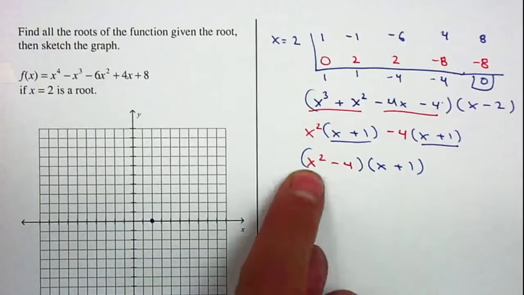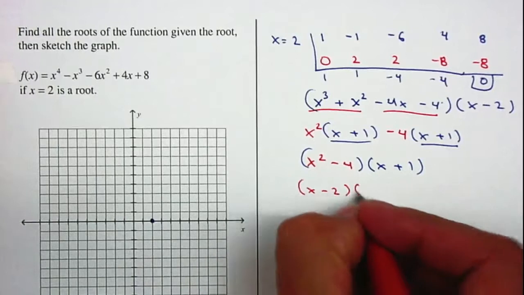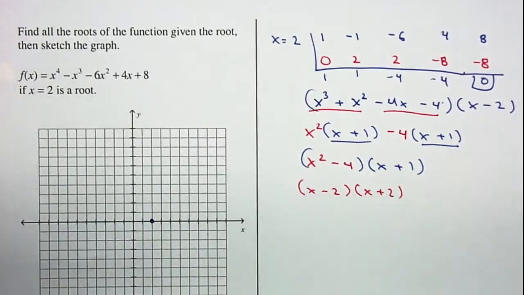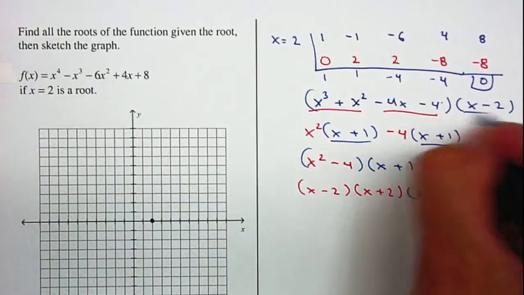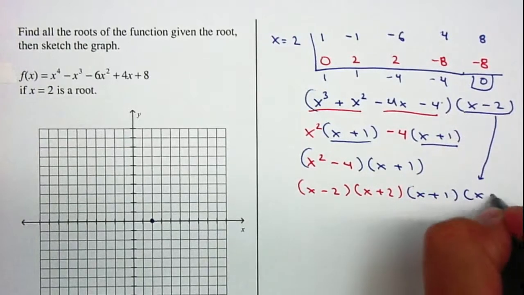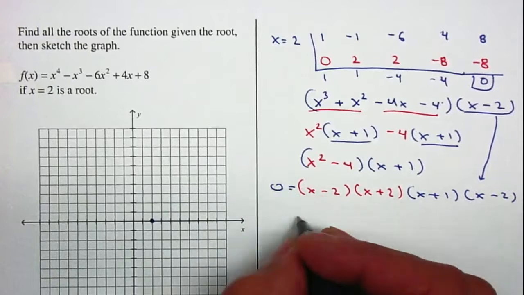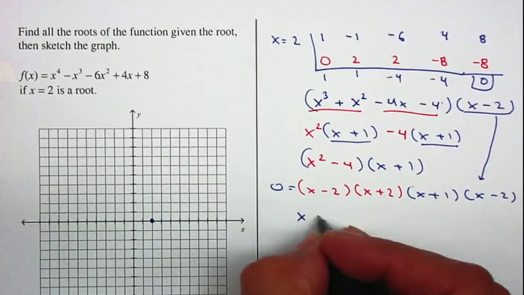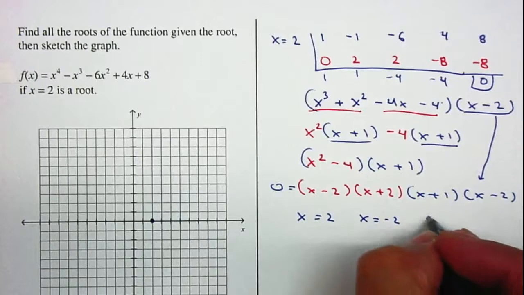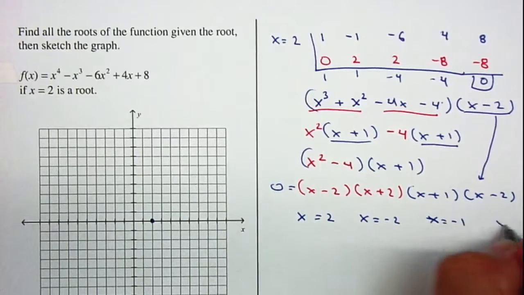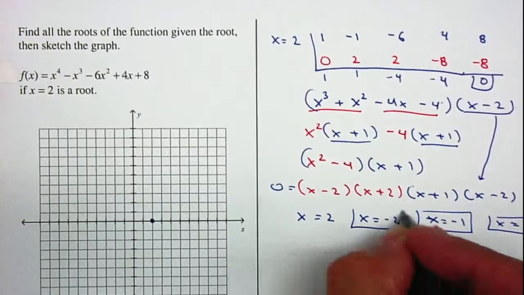I can still factor this out. This is the difference of 2 squares, so I can factor as x minus 2, x plus 2. And I still have my x plus 1. And don't forget about your x minus 2. Now, I'm going to set it equal to 0, so I can find my other roots. So therefore, x equal to 2, x equal to -2, x equal to -1, and x equal to 2. Those are your roots for the function.